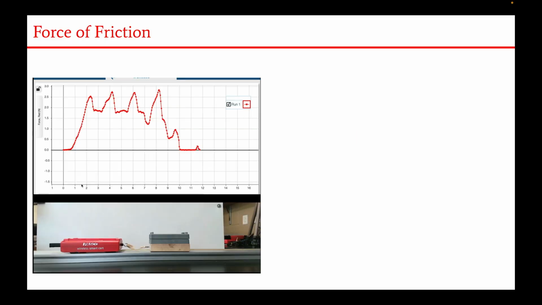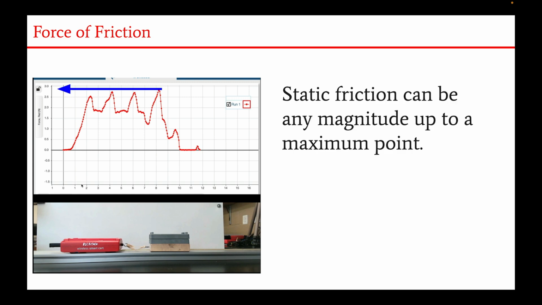So here's a screenshot of that video. What we saw is that as we were pulling, at first the block didn't move because friction could keep it stationary. But when we reached a certain force, friction couldn't hold it still anymore and the block started to slide. So one thing about static friction is it can be any value, any magnitude, up to a certain maximum point, and then something will start to slide.